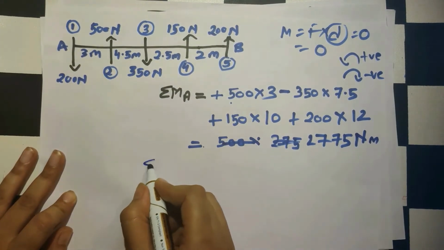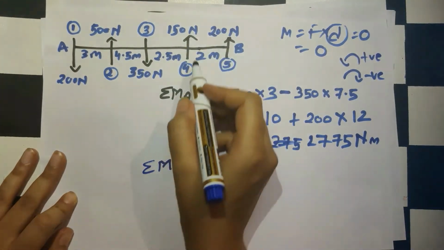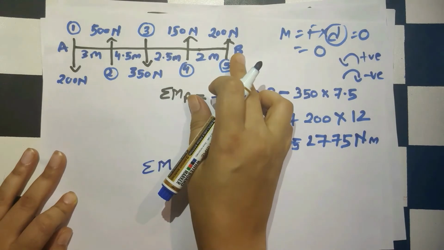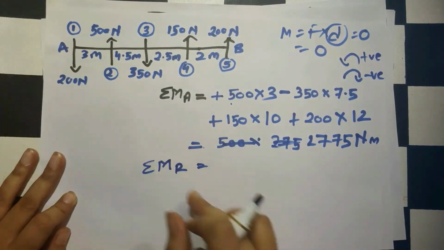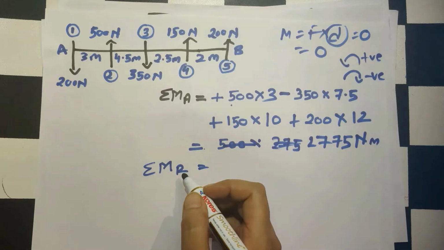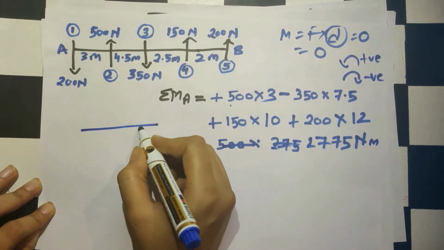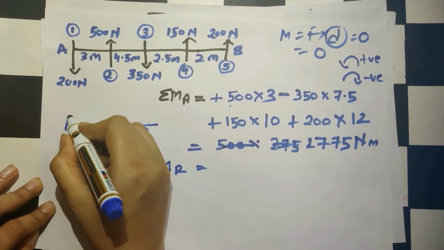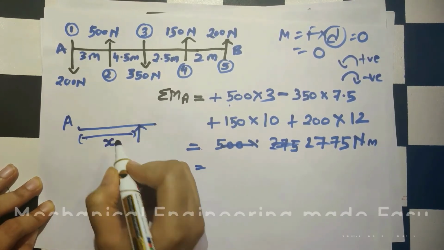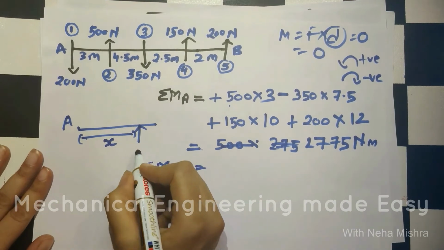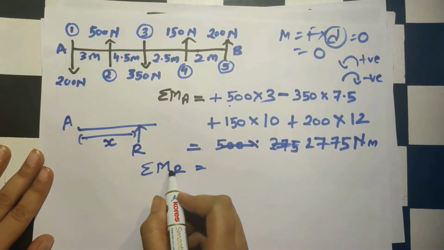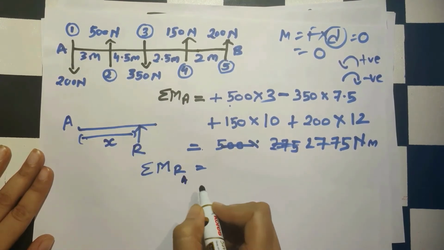Now this should be equal to the moment of only the resultant force which will act at this block with respect to point A, as we discussed earlier. Now what do you mean by moment of resultant force? It means when you apply only this resultant force, with point A here, what will be its moment? To find the moment we should know this x. We know this value R, we know its direction, but we don't know this x. So what will be the moment of R with respect to point A?